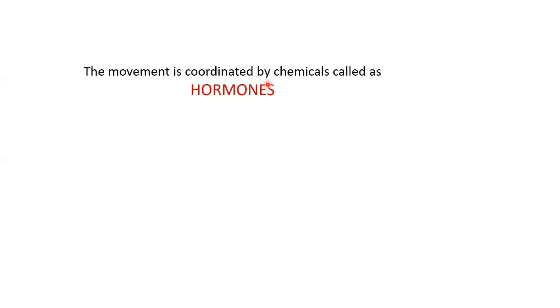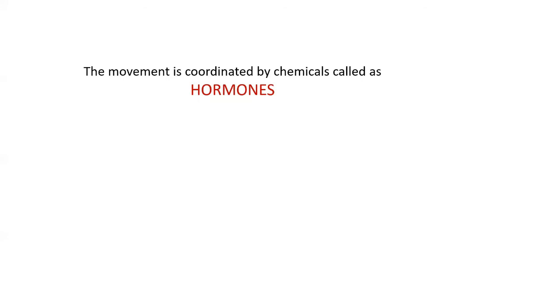Now these chemicals bring about coordinated movement in plants, and since it is done by chemicals, these chemicals are called hormones. So movement in plants is done by certain chemicals, and these chemicals which bring about coordinated movement in plants are called hormones. In plants, these hormones are called phytohormones.